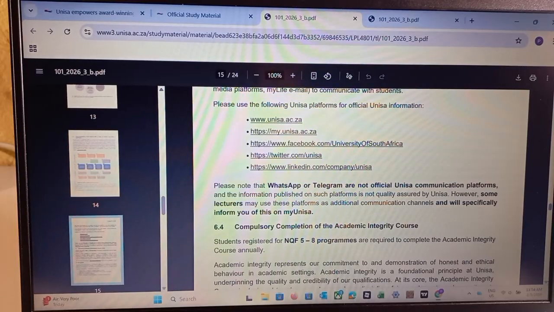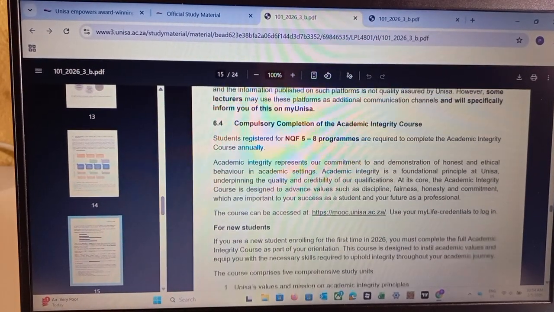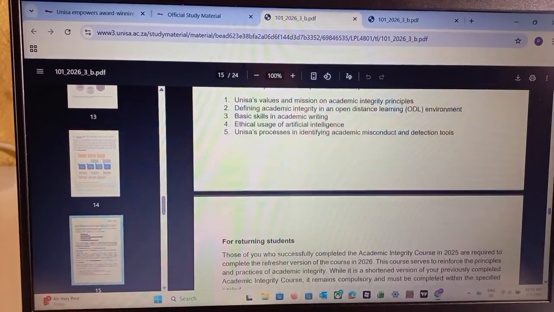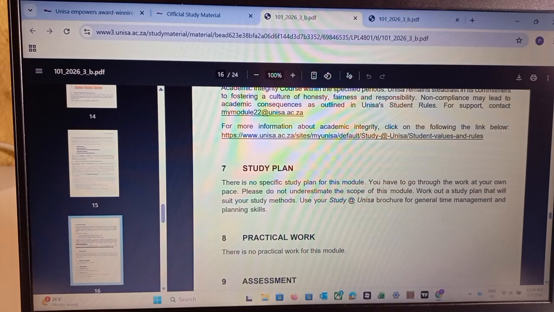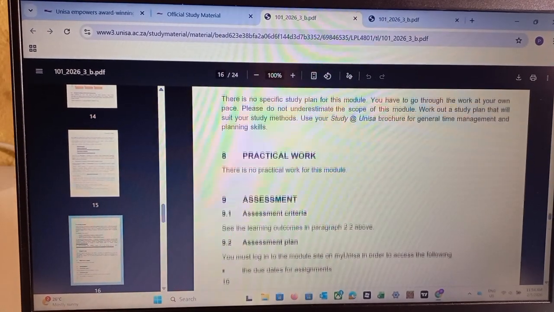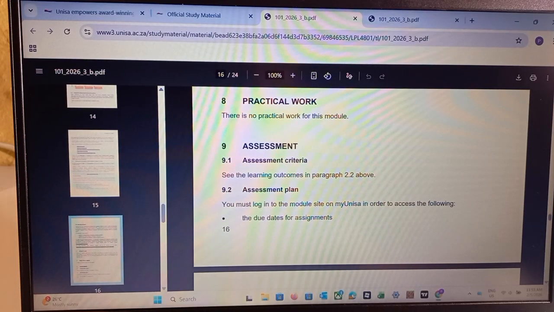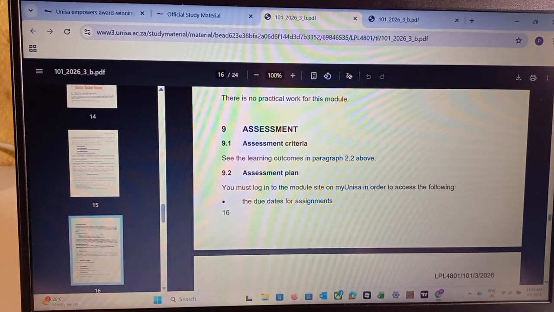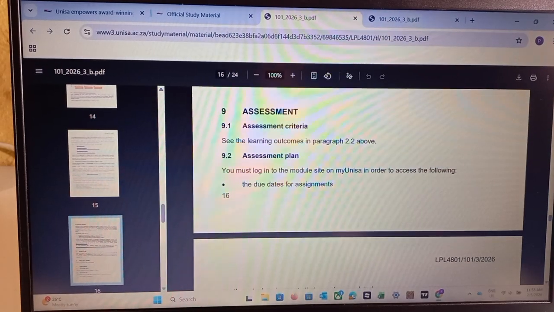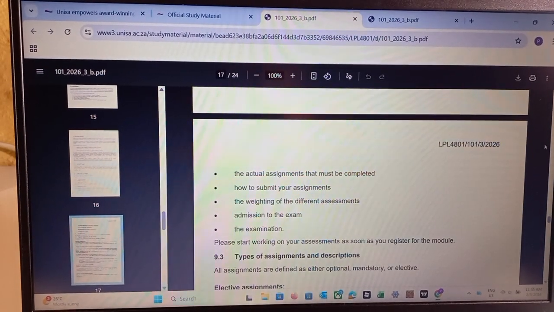Right, what do we need here? For new students, returning students, you all read that. Study plan, there's no specific study plan for this module. Practical work, there is no practical work for this module. Assessment criteria, see learning outcomes, paragraph 2.2, we are from there, we read all that. Let's see if you can read this as well.